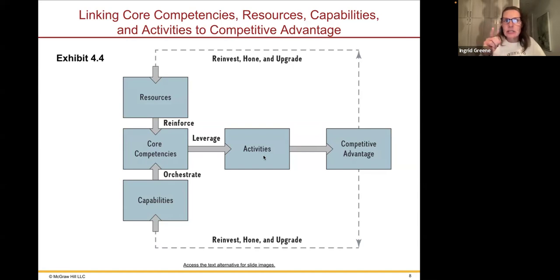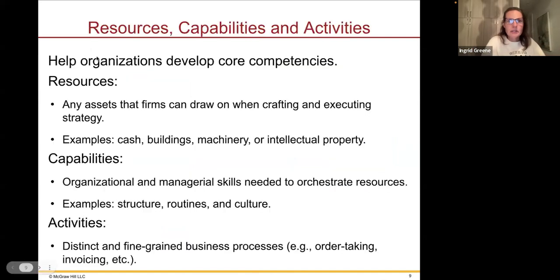And as you can see, they've really established themselves in the market that when you go out to look for a really top quality item for camping, you're going to look for Yeti first. And so let's keep going. This helps organizations develop their core competencies through resources, capabilities, activities, as I mentioned. And so, again, resources are any asset that the firm can draw upon when crafting and executing strategy.